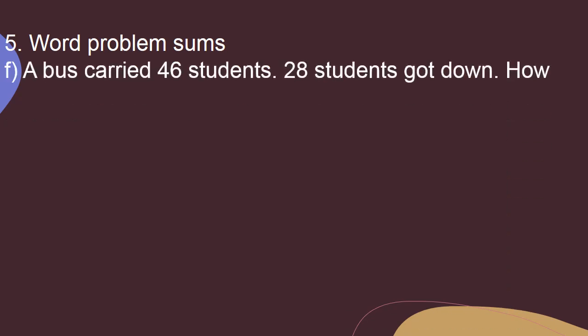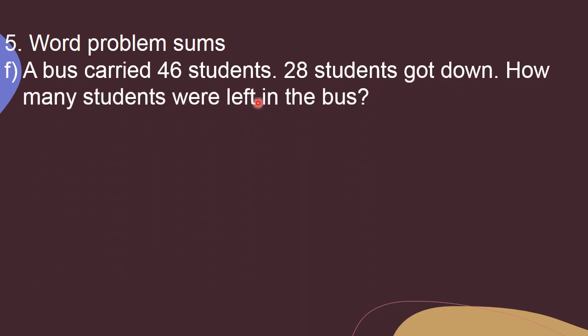Yes beta. Now in F part, a bus carried 46 students. एक बस ने 46 students कैरी किए. 28 students got down. उनमें से 28 students नीचे उतर गए. How many students were left in the bus? तो बताइए कि बस में कितने बच्चे रह गए. So to find out this, we have to subtract both the numbers. So first of all we will write places ones and tens, then 46 and 28. Now we have to start from ones place.